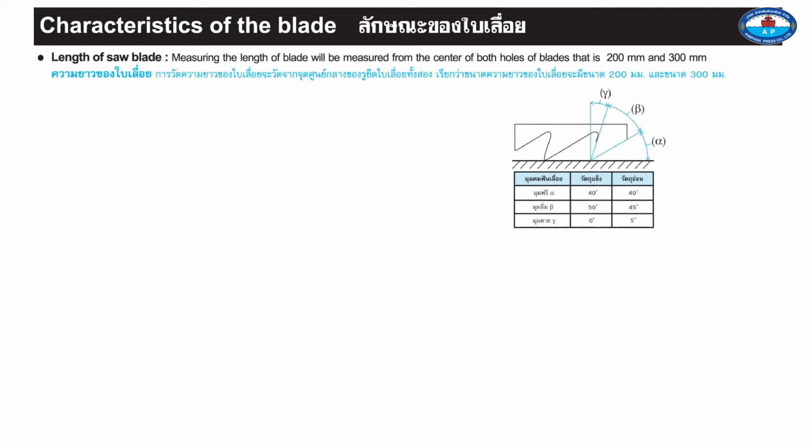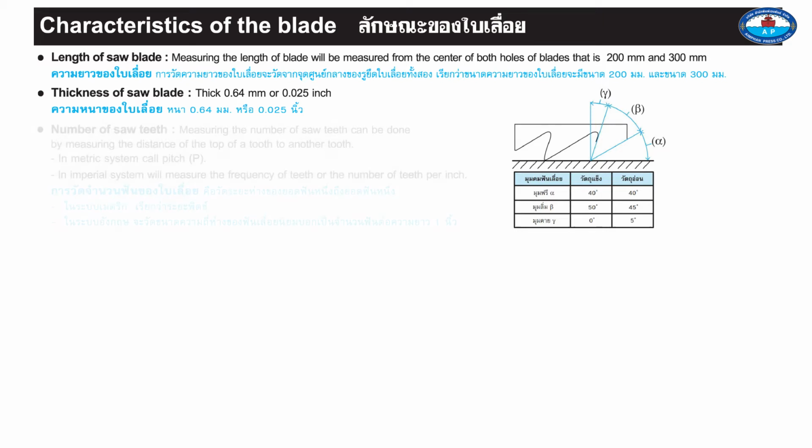Length of saw blade. The length of the blade is measured from the center of both holes of the blade, that is 200 millimeters and 300 millimeters. Width of saw blade. Width 12.7 millimeters or ½ inch. Thickness of saw blade. Thickness 0.64 millimeters or 0.025 inch.